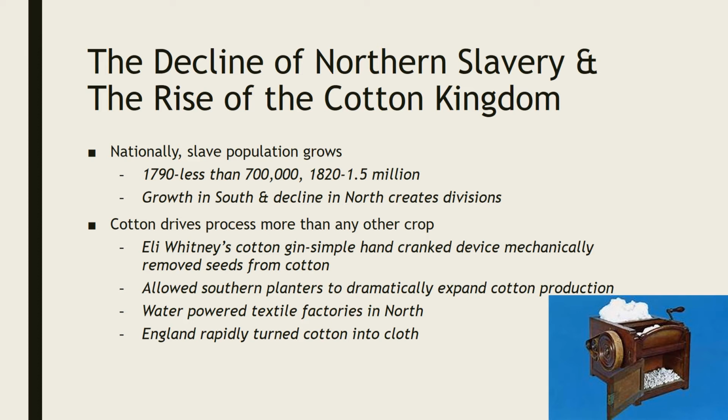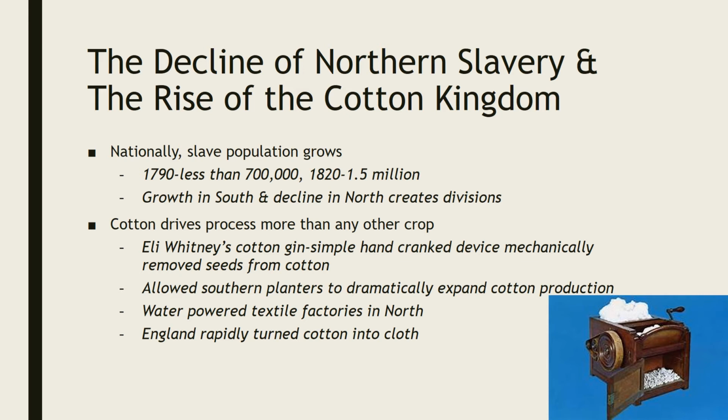Nationally, however, even though slaves are slowly being freed throughout the North, the slave population is growing despite all this. So to give you an idea, in 1790, there were less than 700,000 slaves throughout the United States. But by 1820, there's 1.5 million, and that number is going to increase. So you have a growth of slavery in the South, and at the same time, you're having a decline in slavery in the North, and this is creating very deep divisions that are only going to grow over time.